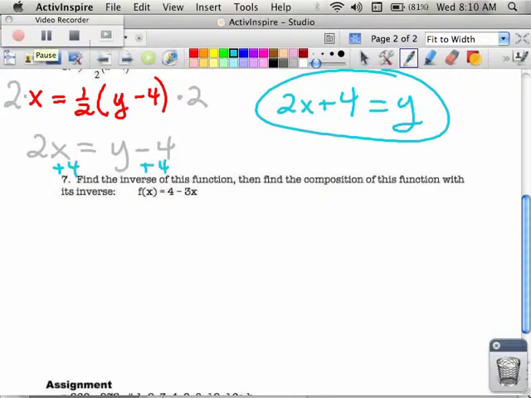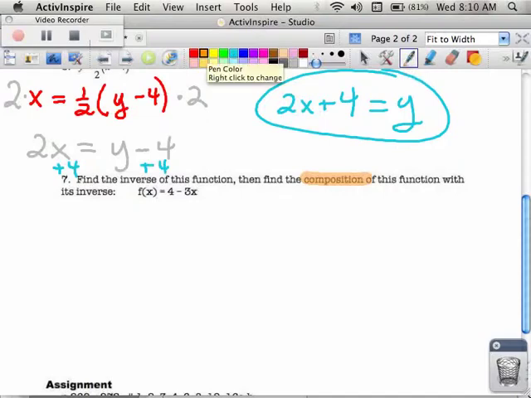In this last problem, they throw us one extra piece that we're supposed to do. And so at the very end, we're going to do something called finding the composition. And I'll show you how to do that. So the first part is finding the inverse. So let's start with finding the inverse, and then I'll show you what this composition thing means.